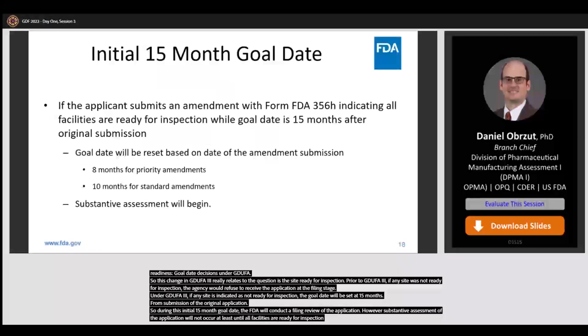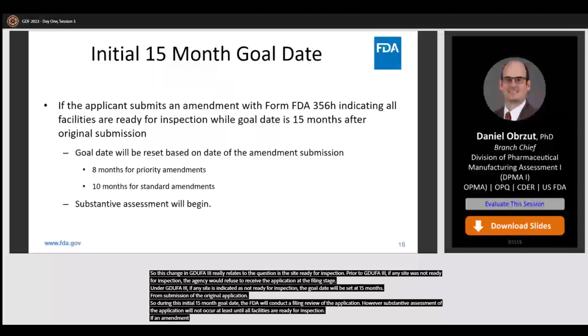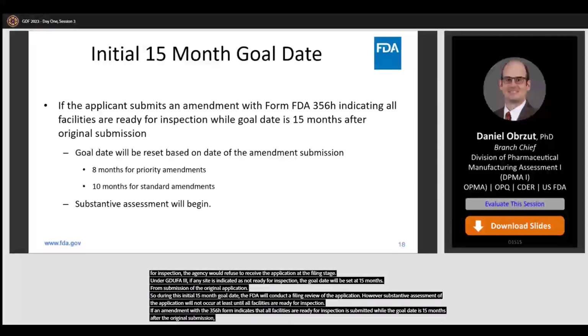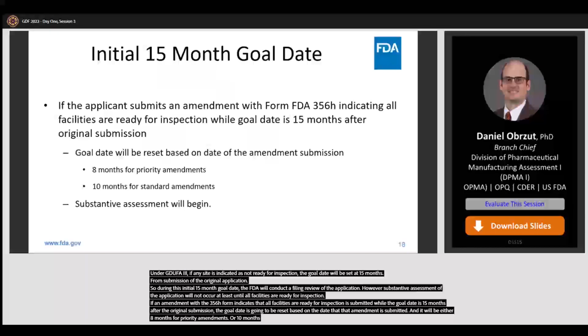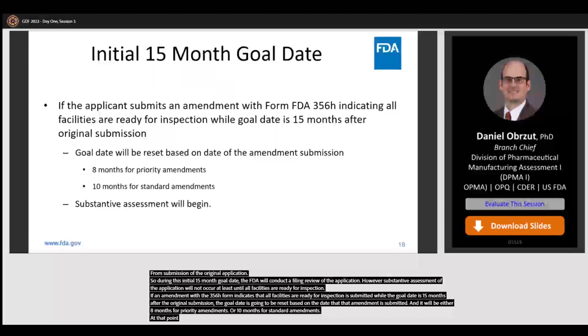If an amendment with the 356H form indicating that all facilities are ready for inspection is submitted while the goal date is 15 months after the original submission, the goal date is going to be reset based on the date that amendment is submitted, and it will be either 8 months for priority amendments or 10 months for standard amendments. At that point, a substantive assessment of the application will occur.